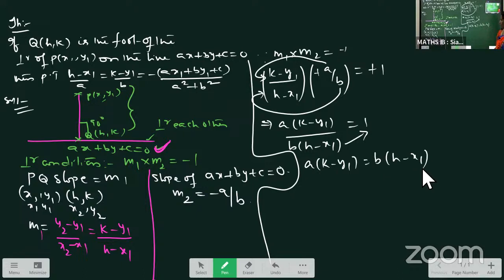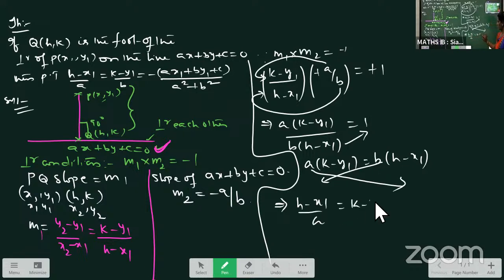Clear? Now send a to the denominator of h - x1, and send b to the denominator of k - y1. Then write like that: (h - x1)/a = (k - y1)/b = this one, which we will assume as r. Name this one as 1. Are you clear about this?